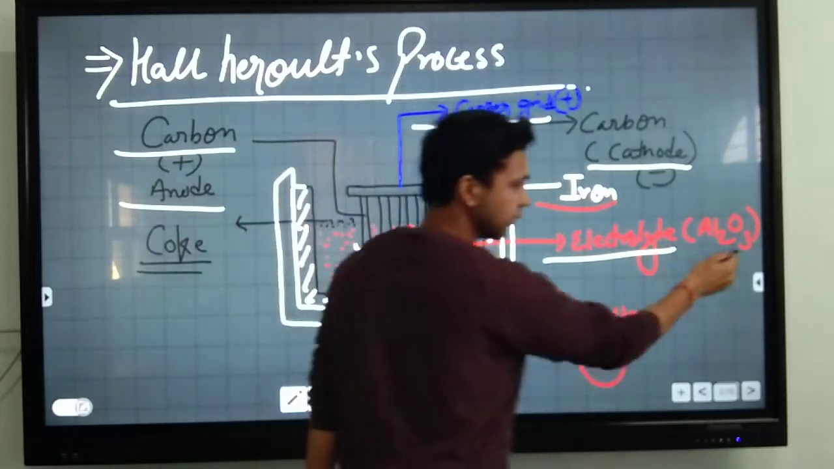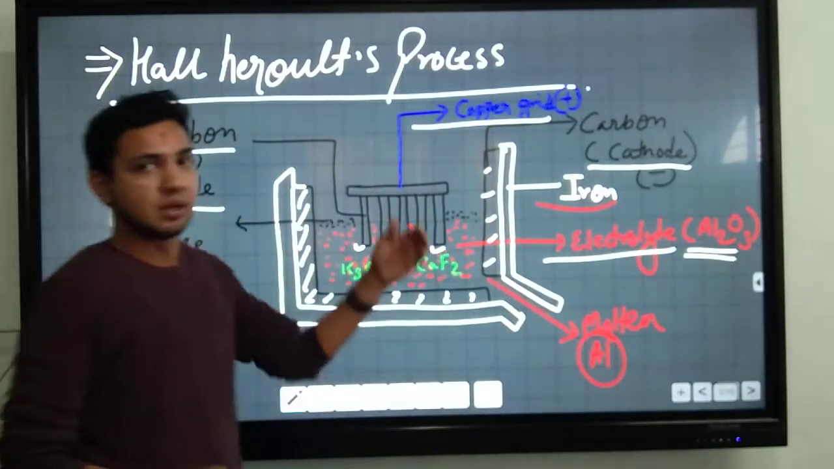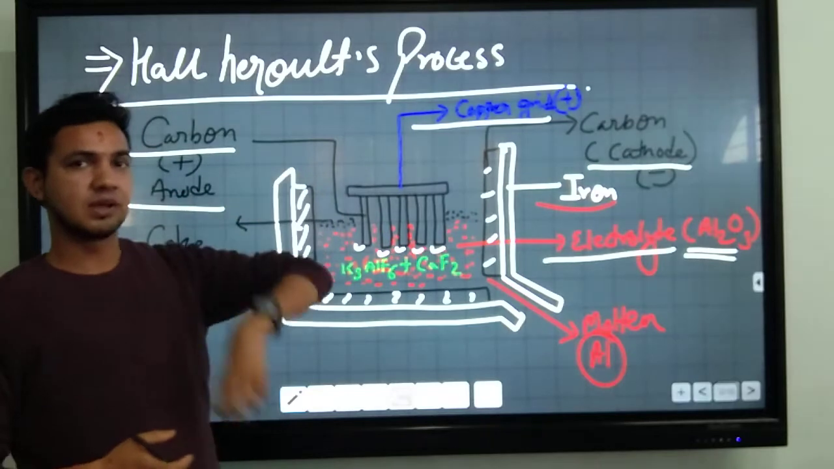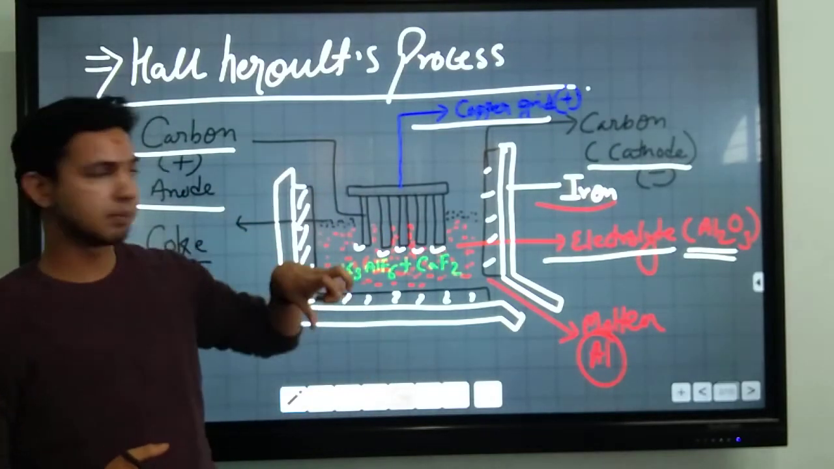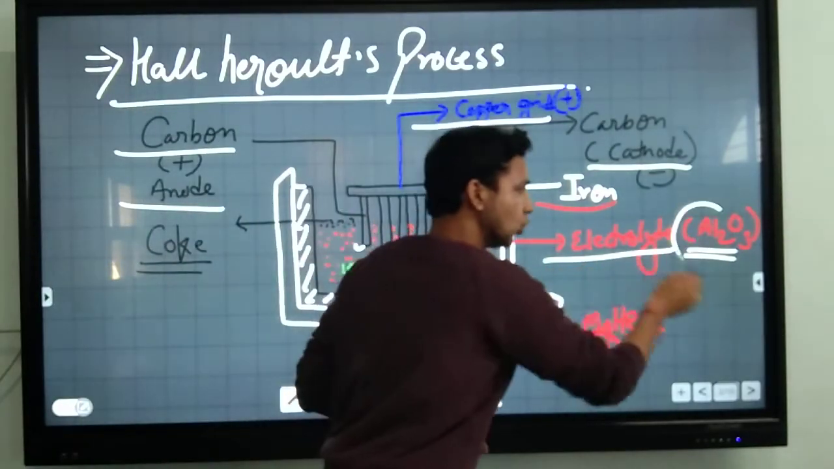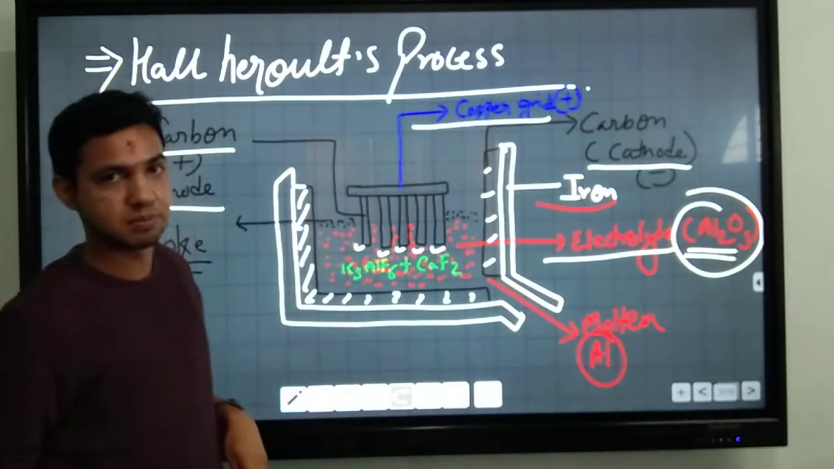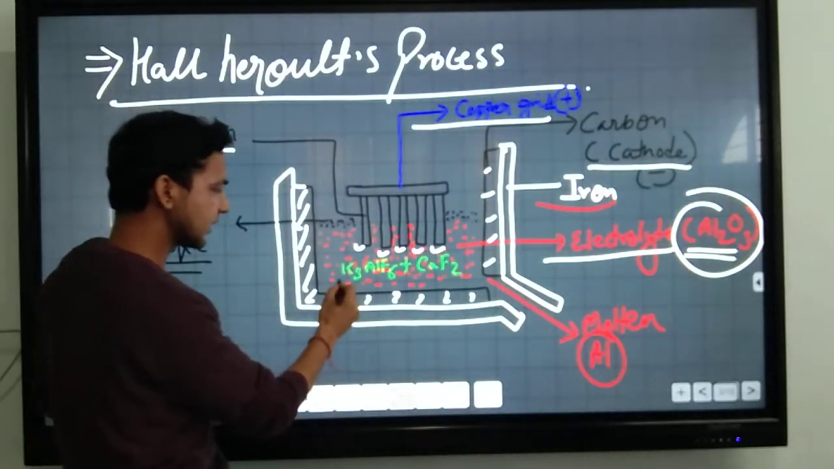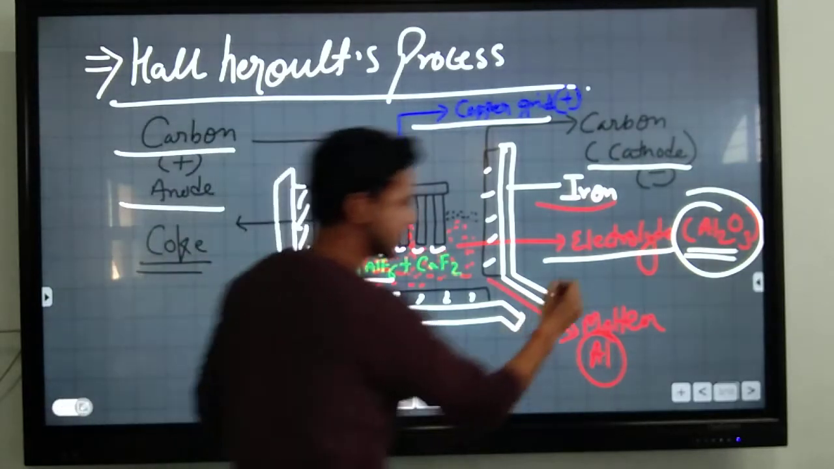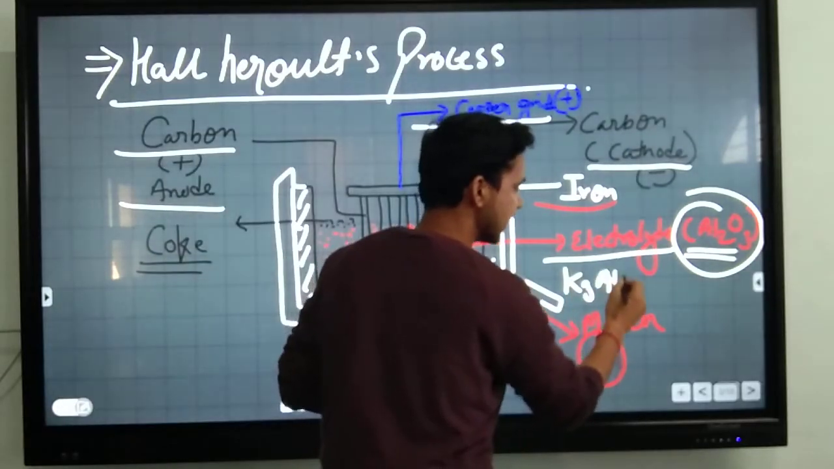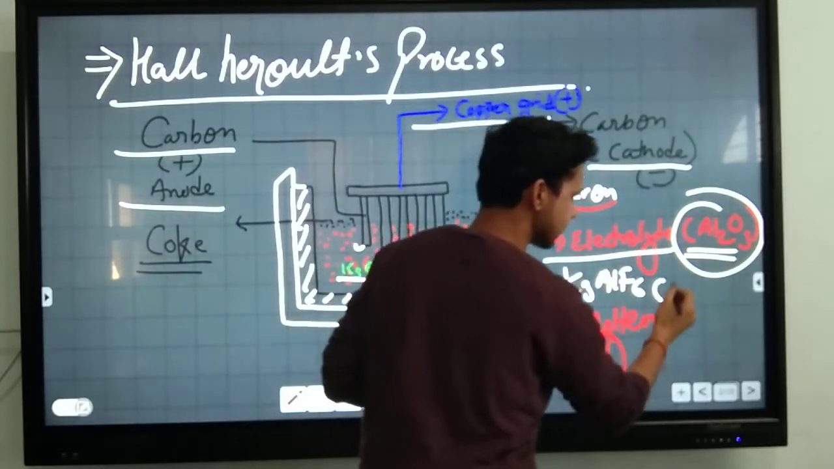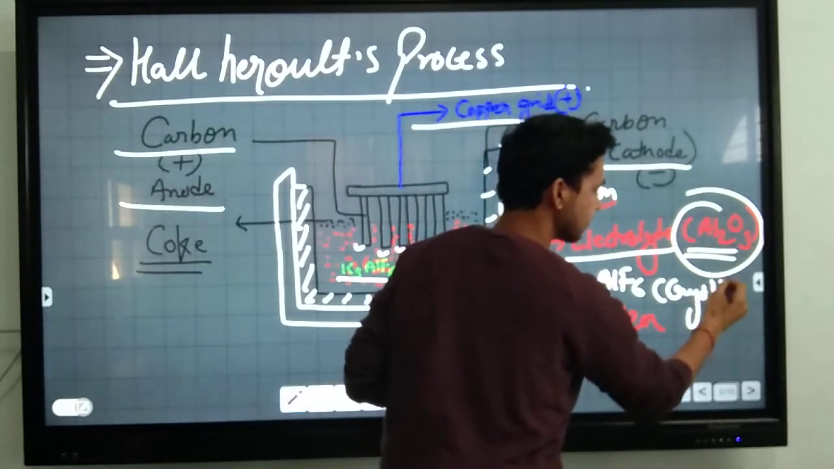What is electrolyte? The main ore, on which you have to do electrolysis to extract aluminium, we will take that ore here. And this ore, we know, is not easily decomposable. So here we are adding K3AlF6. What is K3AlF6? K3AlF6 is known as cryolite.